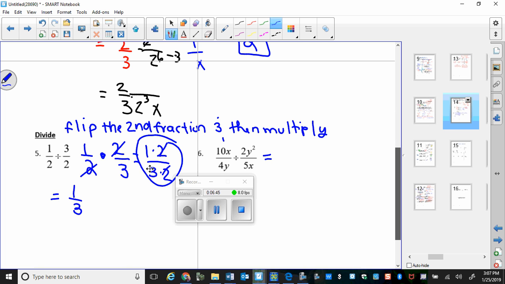Next, we have 10 times x over 4y, right? We flip the other fraction. We've put 5 x's on top and 2y squareds on the bottom.